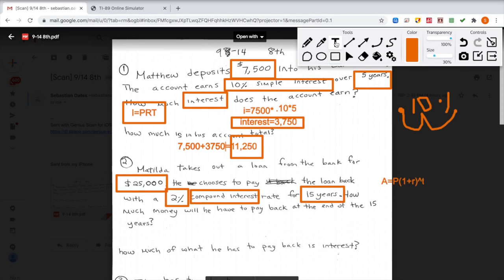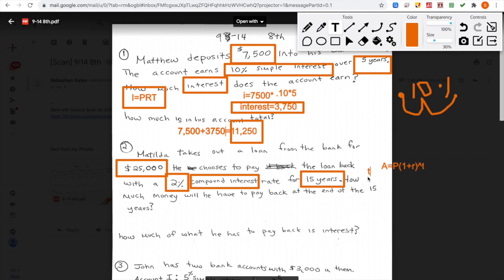And what this A stands for is the total amount. So since this formula will give us A, the total amount, we're not going to need to do anything after we solve it. But the second question, how much of what he has to pay back is interest? So this formula doesn't give us interest. So to find the interest, we're going to take their total amount, which is what the formula will give us, and subtract what we put in, and then that'll show us the amount that the account grew by. And that means that'll show us how much interest the account made.